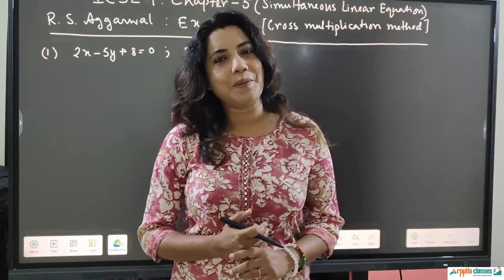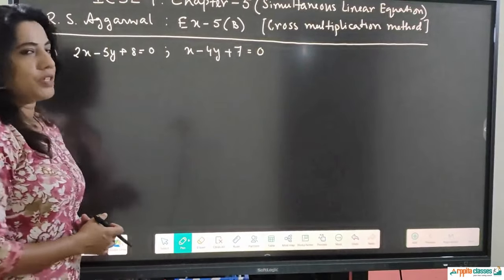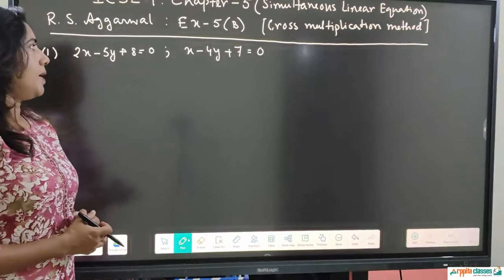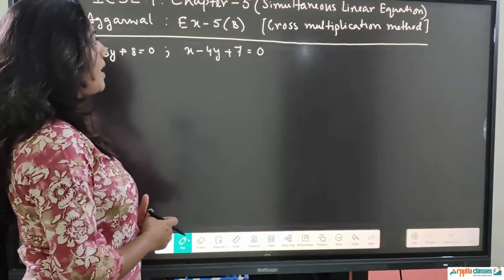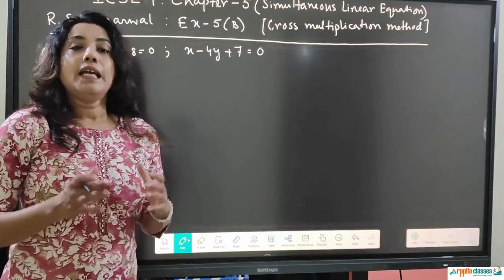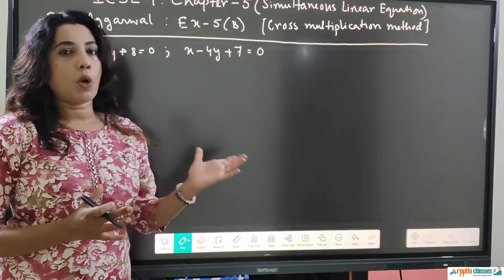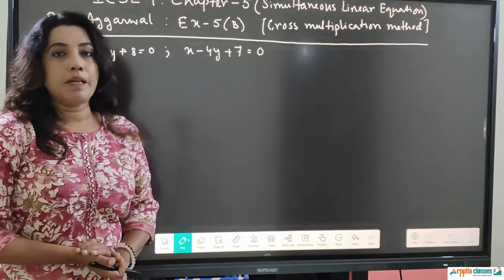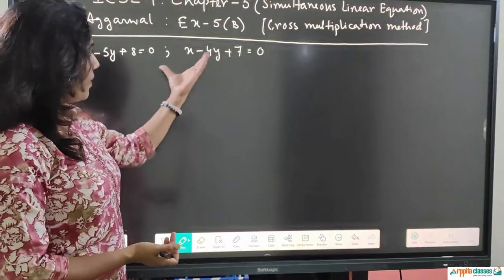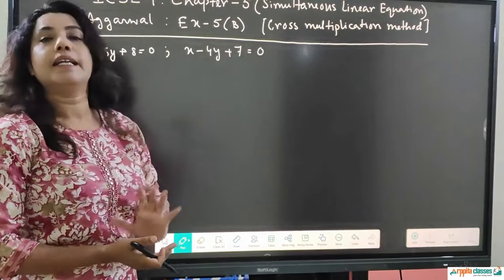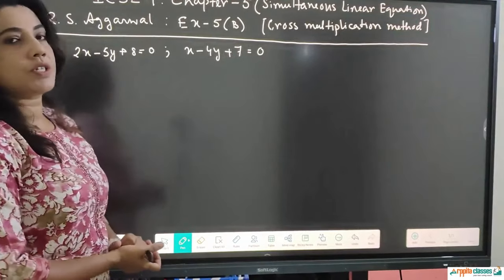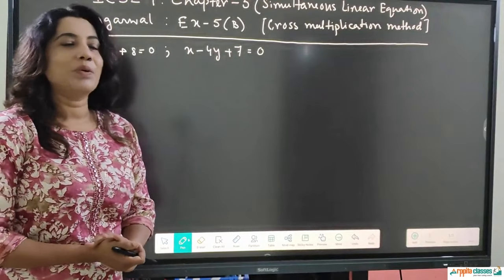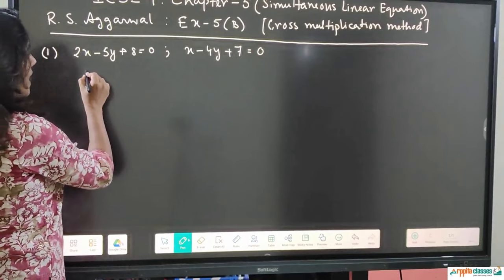So let's get started. These are the two equations, exercise 5b, question number 1: 2x minus 5y plus 8 equal to 0 and x minus 4y plus 7 equal to 0. In these two equations we need to solve by the cross multiplication method to get the values of x and y. The first step is to get everything on the left hand side and make the right hand side 0. In our given equations everything is already on the left hand side and the right hand side is 0. So now we will find our A1.